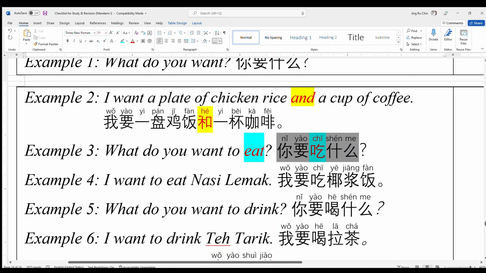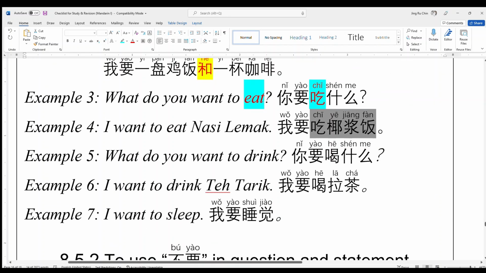So, I will say like this. 你要吃什么? Okay? So, this is what you can use to ask someone, hey, what do you want to eat? 你要吃什么? If you want to say, I want to eat nasi lemak, then you just say, 我要吃 nasi lemak, or in Mandarin, 椰浆饭. So this is an action. 我要吃椰浆饭. I want to eat nasi lemak.